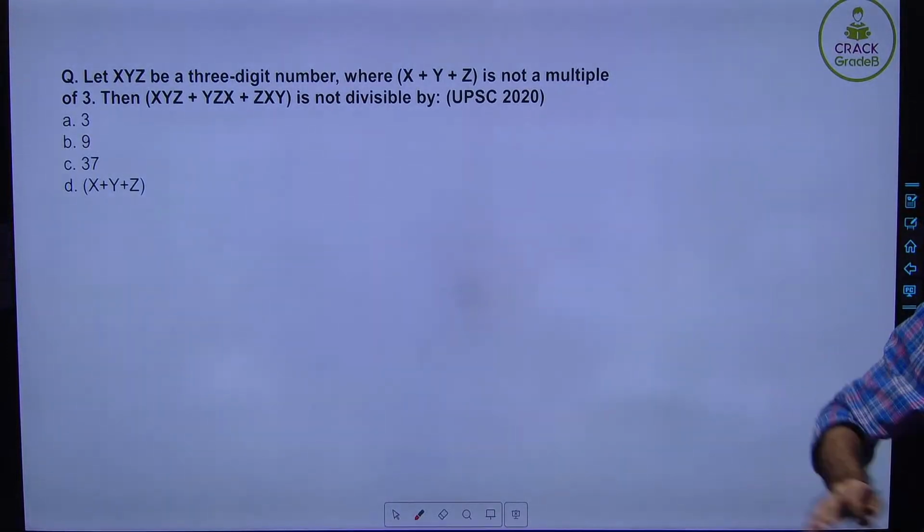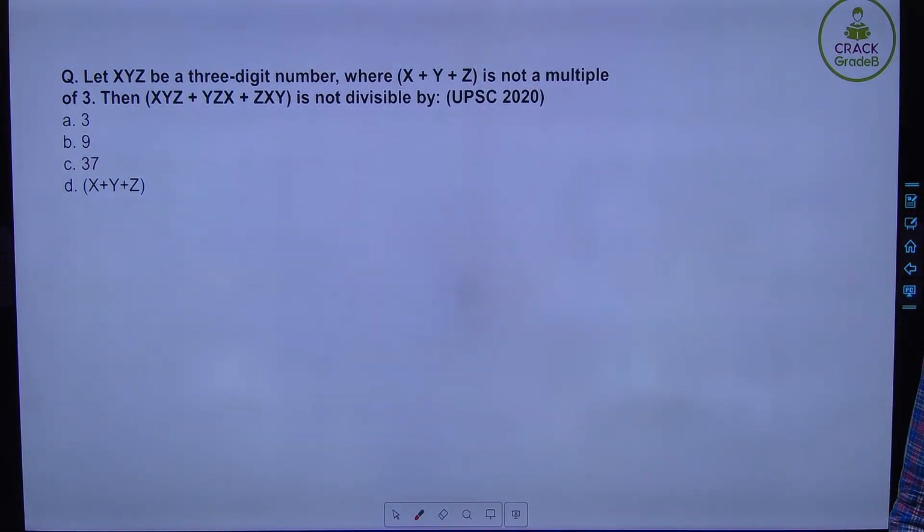And don't worry, we haven't learned this concept. That's why you will find it difficult, but it is not difficult. Sometimes I try to teach concepts by using questions.